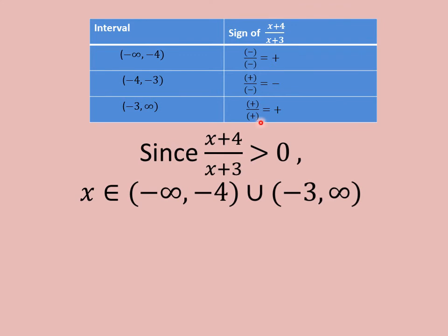In the question, in the last step, we found x plus 4 by x plus 3 greater than 0. After this only we equate it to 0. So that condition we have to take. Here we have greater than 0, so greater than 0 means positive. Positive means the first interval and last interval you have to take. X belongs to, and here no equal sign is there, so you have to put an open bracket. So minus infinity, minus 4 union minus 3, infinity.